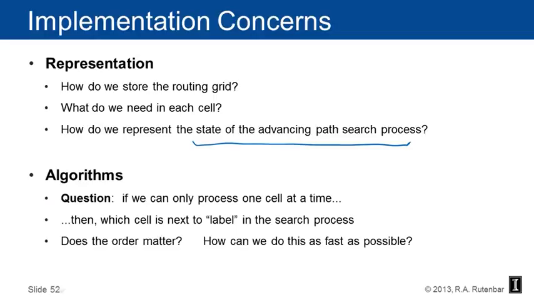Perhaps that's a surprise. And then on the algorithm side, let's just think for a minute. If you can really only process one cell at a time, then which cell is the next one you label in the search process? And does the order matter? And how do you do that rapidly?